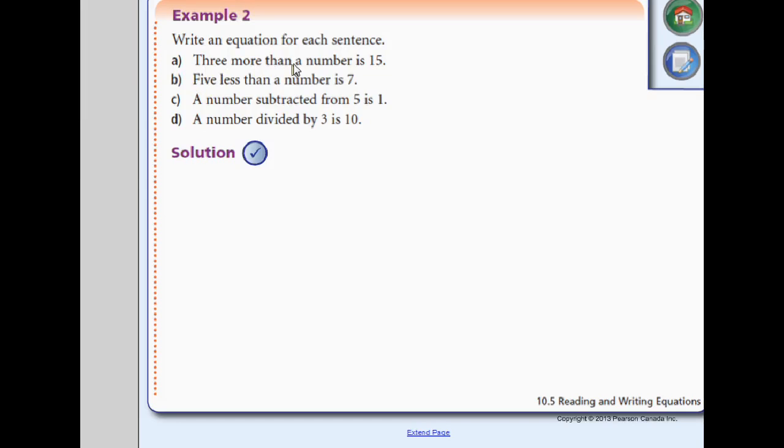So A, 3 more than a number is 15. So 3 more than a number. So 3 more is 3 plus, and it's more than a number. So 3 plus a number, and in this case, "is" means equals. Okay, so 3 plus n equals 15. Let's look at B. So that's A. B, 5 less than a number is 7.